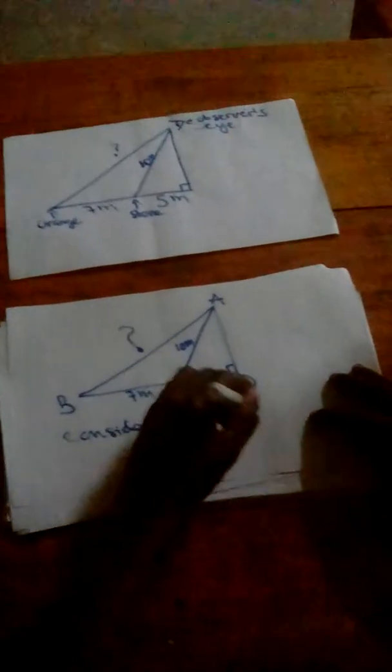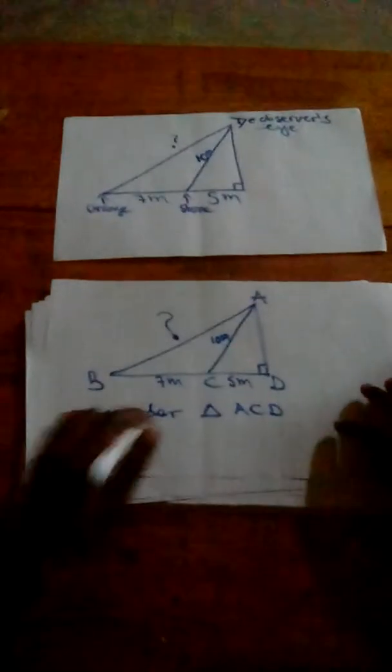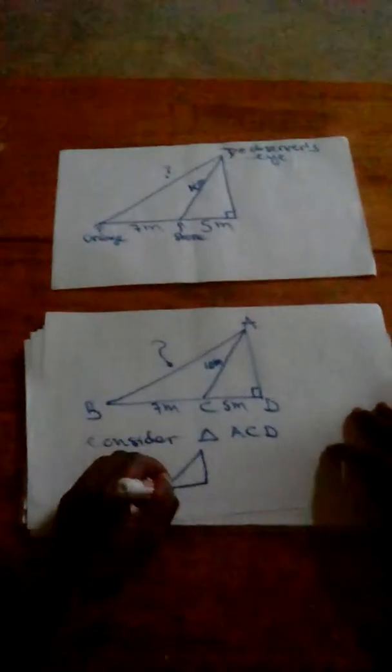So consider triangle ACD. If you sketch the triangle, it is like this. This is A, this is C, this is D. This is 5 meters, and this is 10 meters. So how do we get AD? You apply the Pythagoras theorem, that is CD square plus AD square equals AC square. CD is 5, and AC is 10.